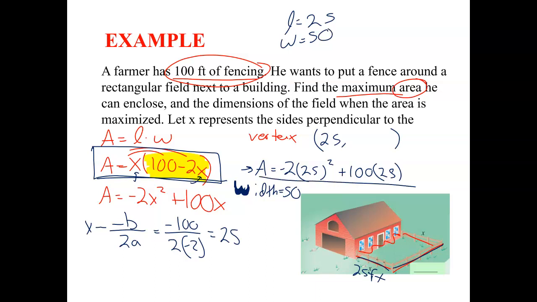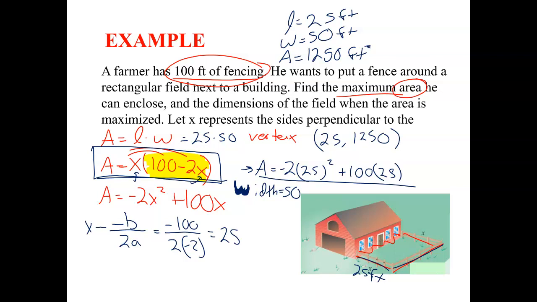So I have this area formula that I could use to solve for the area, or I could just take my length times my width. What's my area going to be? Times 25 times 50. Yep. 1,250 square feet. That's also the y value of my vertex. Length, width, and area. So it's really important that you can identify and understand what each value of your vertex represents in that context.